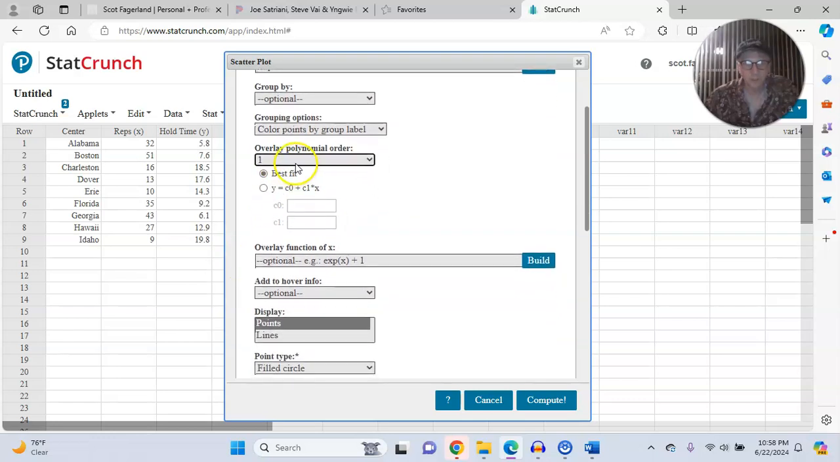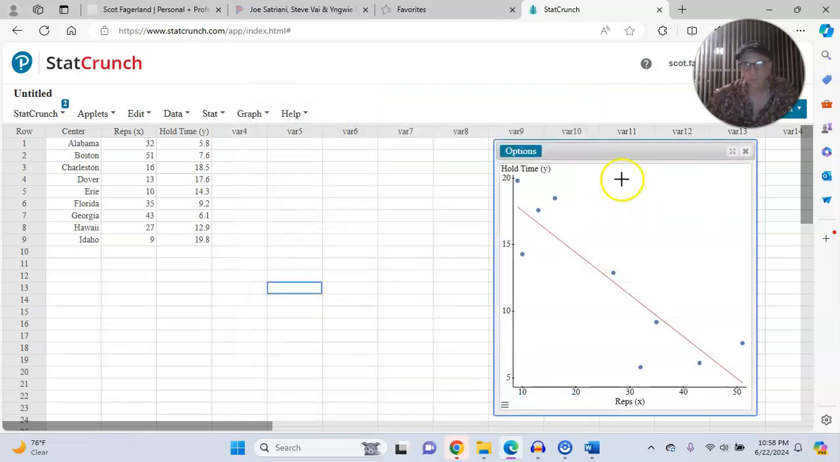So yes, there are such things as parabolas of best fit or cubic curves of best fit. Don't worry, those are well beyond the scope of this course. We're going to keep it to linear correlation only. So anyway, once that is checked, and by the way, make sure that this radio dial is selected, best fit. I think that's the default.